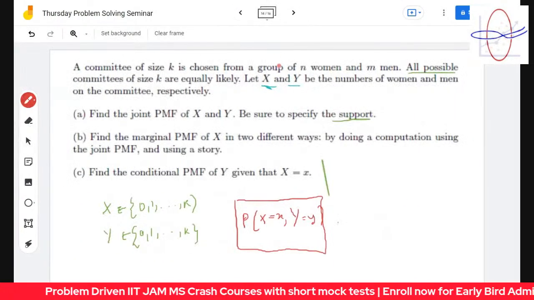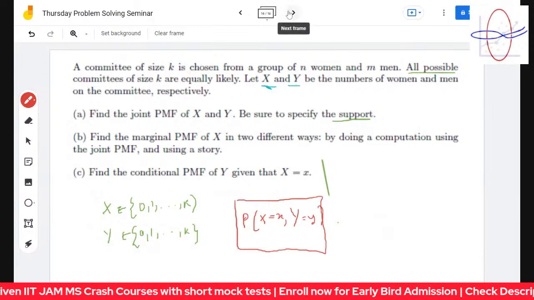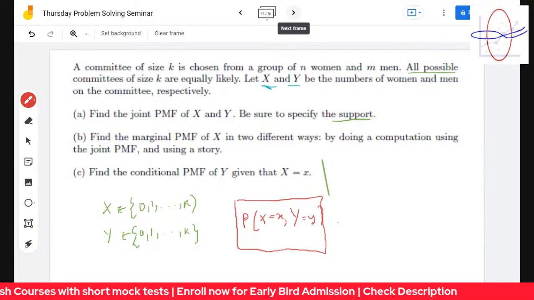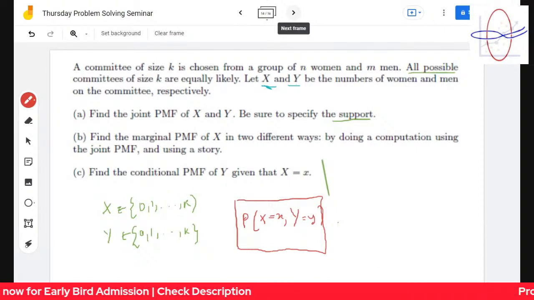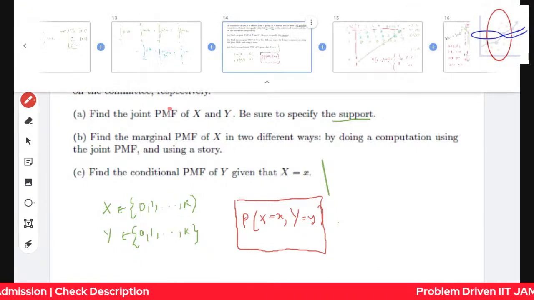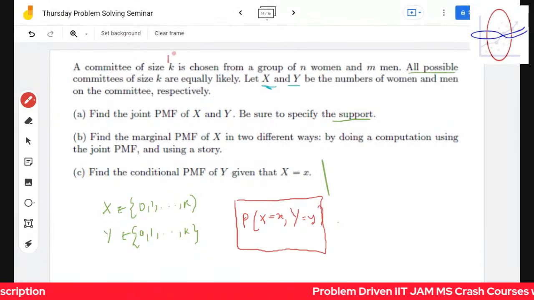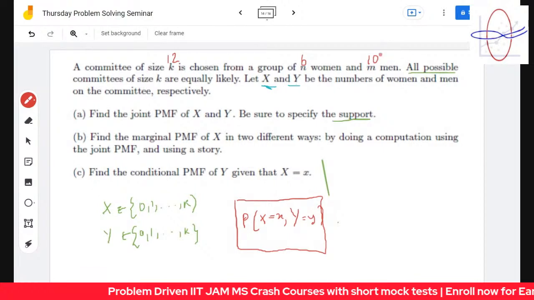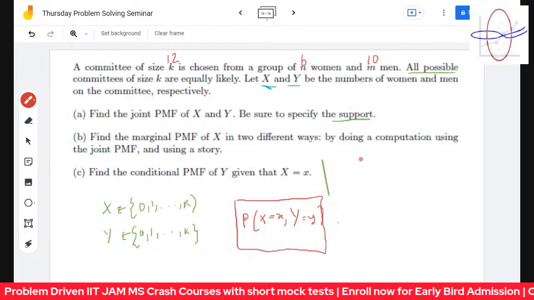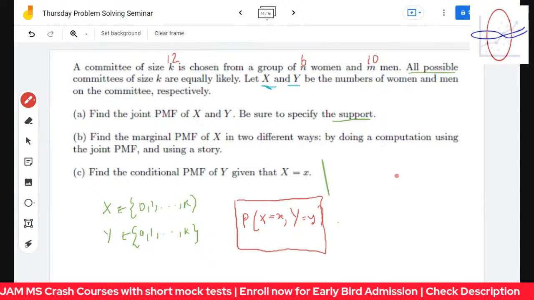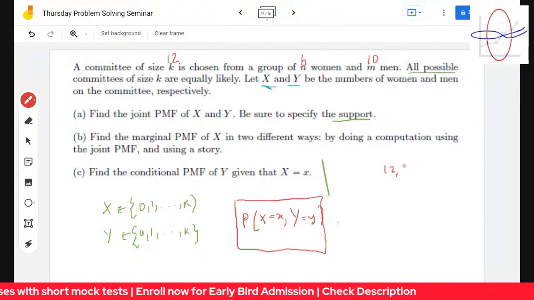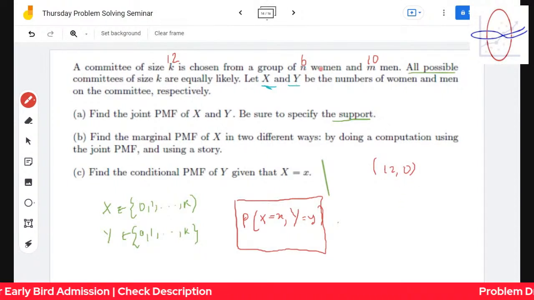So, okay, understand this. In this case, we are choosing a group of size K. So I'm choosing 12 over here, from a group of, let's say, 6 women and 10 men. So naturally, the cases like 12 women and 0 men are not possible. All these are going out because at most 6 women can be there in the committee.